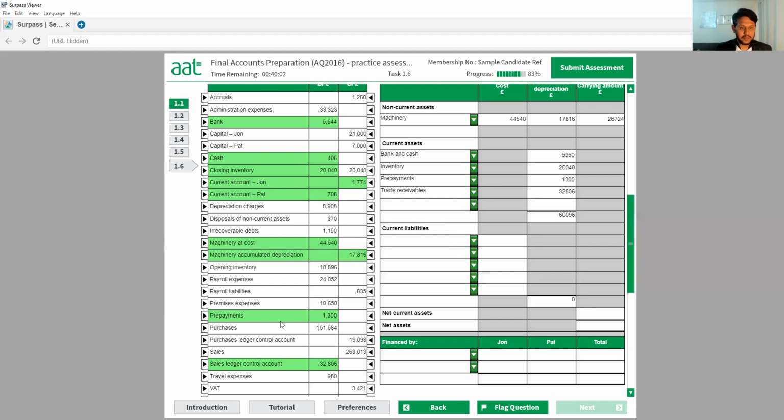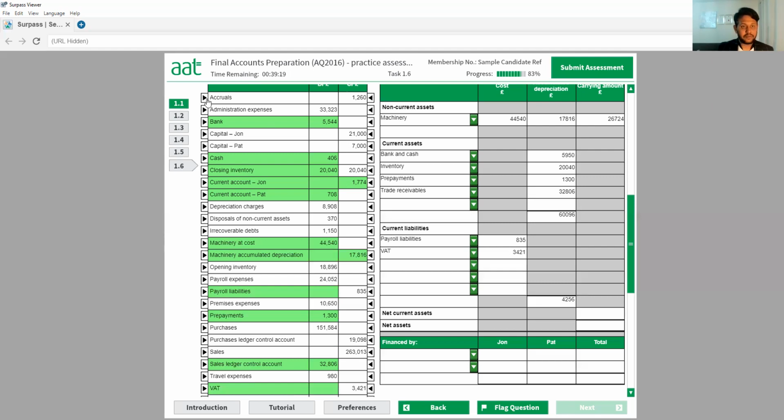Now look for the current liability. Current liability, we have payroll liability, you can see here. First one, payroll liability, and that is 835. And the next one we have VAT. Remember that VAT is always liability. VAT is a credit. Credit means always liability. So let's have a look. Where is the VAT? Then 3,421.